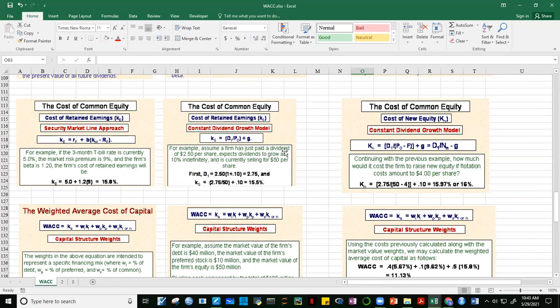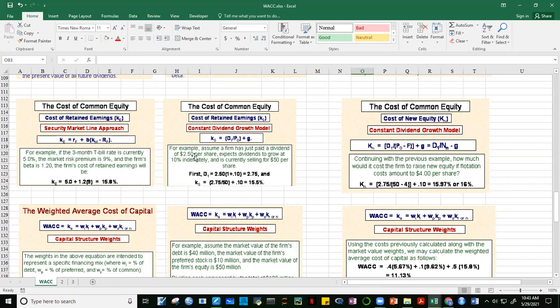Nagbigay daw yung company ng dividend, no? Just paid the dividend of 2.5. Then it will grow by 10% indefinitely. The price now is $50. So how much is the cost of the stock? So using this formula, K sub S is equal to D1 over P sub 0.